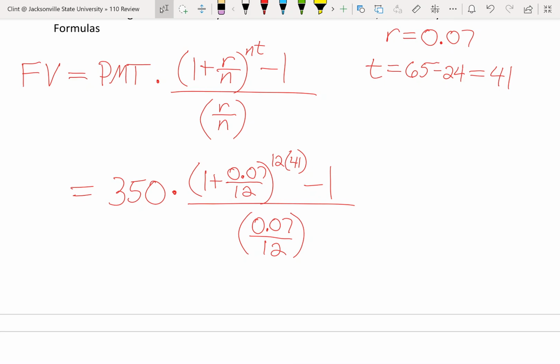So what I'm gonna do is the top here. I'm gonna do parenthesis 1 plus 0.07 divided by 12, close parenthesis, and raise that to the 12 times 41 power, hit equal. Now I'm gonna save that in my calculator, hit divide by, parenthesis 0.07 divided by 12, close parenthesis. That gives me 2,998 and then a decimal part, and I'm gonna do times the 350. We do all that, I get $1,049,433.89.